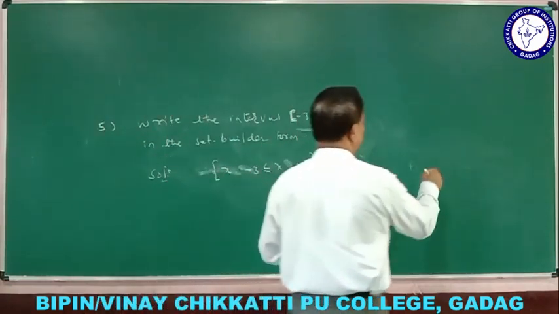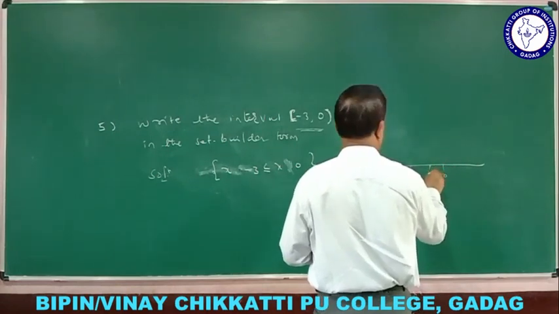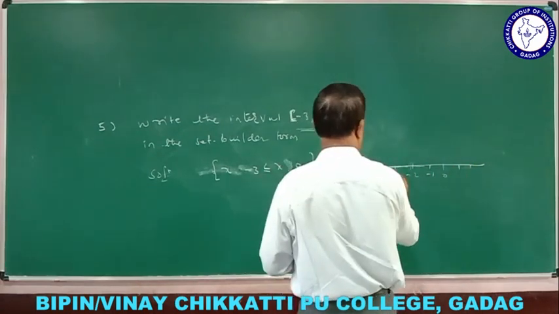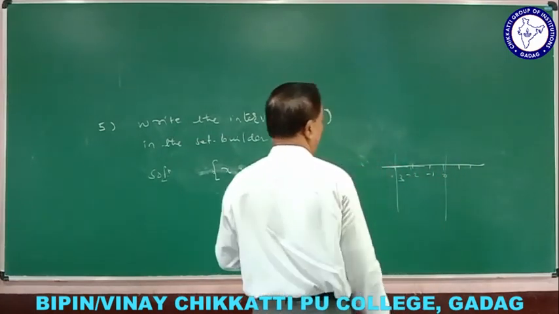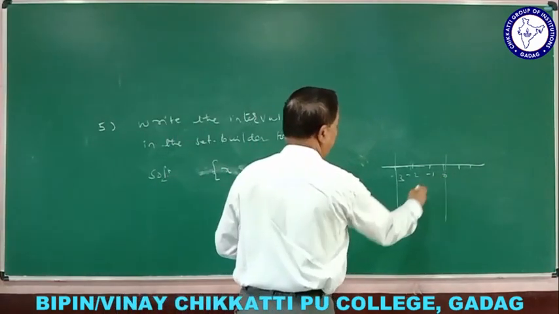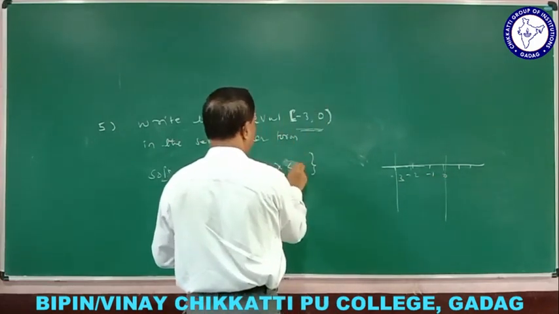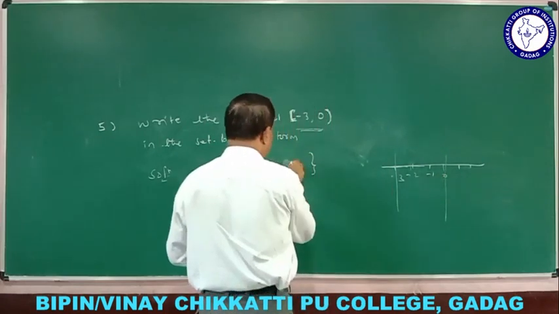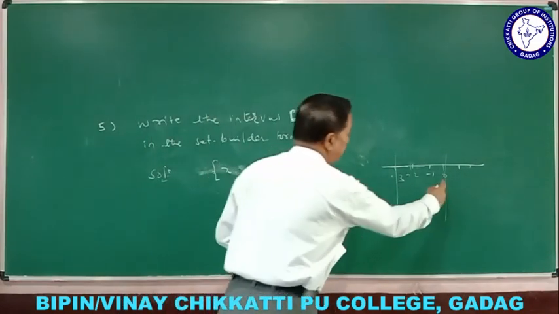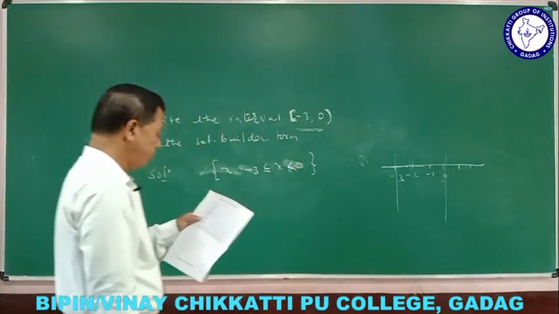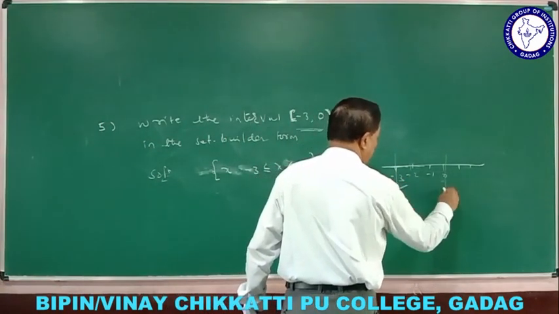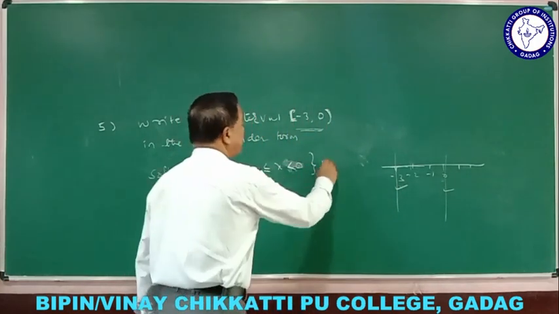For clarity, this is 0, minus 1, minus 2, minus 3, and here you can see 1. Here minus 3 is included, and x is less than 0. Try to understand, 0 is not included, so 0 is open. Minus 3 is included, so x is greater than or equal to minus 3 and less than 0. I hope you understood how you have taken minus 3. Minus 3 is included, 0 is excluded. So this is set builder form, you can say.